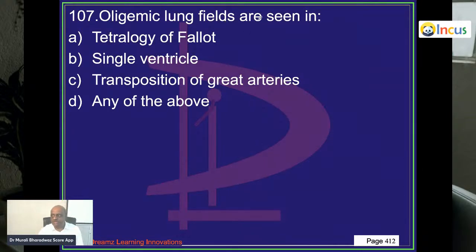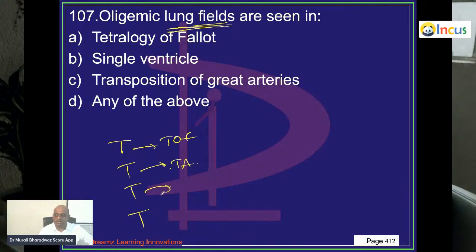A favorite question of the examiner: which cyanotic heart disease has oligemic lung fields? Basically, remember the 4 T's of cyanotic heart disease. T for tetralogy of Fallot. T for Truncus Arteriosus. T for tricuspid atresia. T for total anomalous pulmonary venous circulation.